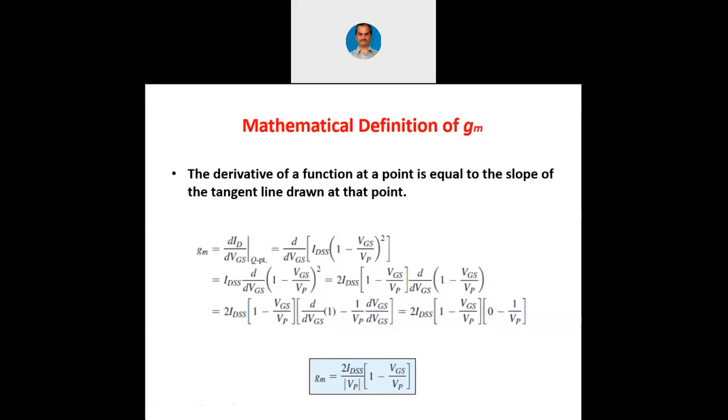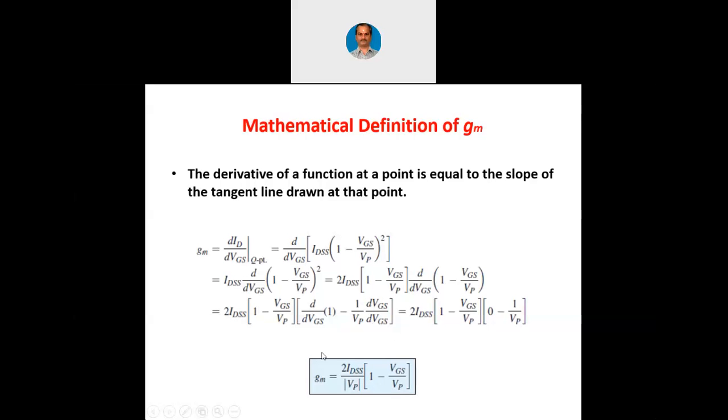Okay, inductance cannot be negative. Impedance cannot be negative, right? Admittance cannot be negative. That way, gm cannot be negative. Why should we unnecessarily complicate by putting a minus sign? Instead, we will simply put mod of Vp. gm equals 2 IDSS divided by mod of Vp into 1 minus VGS by Vp.